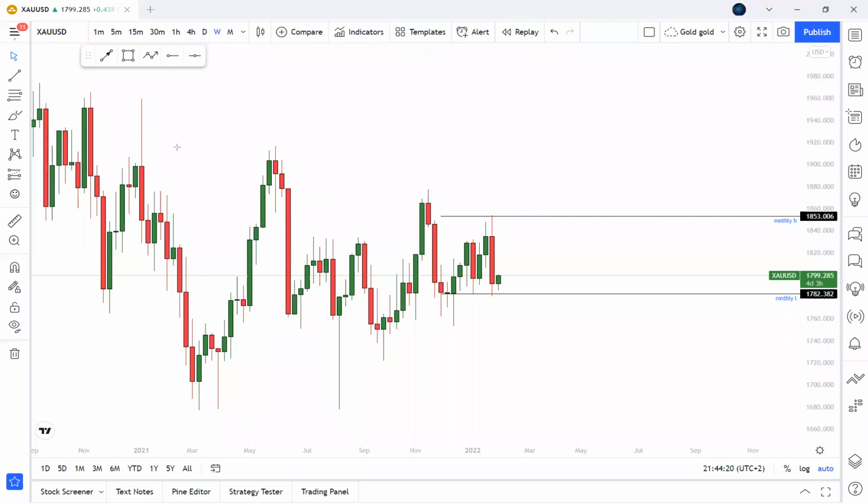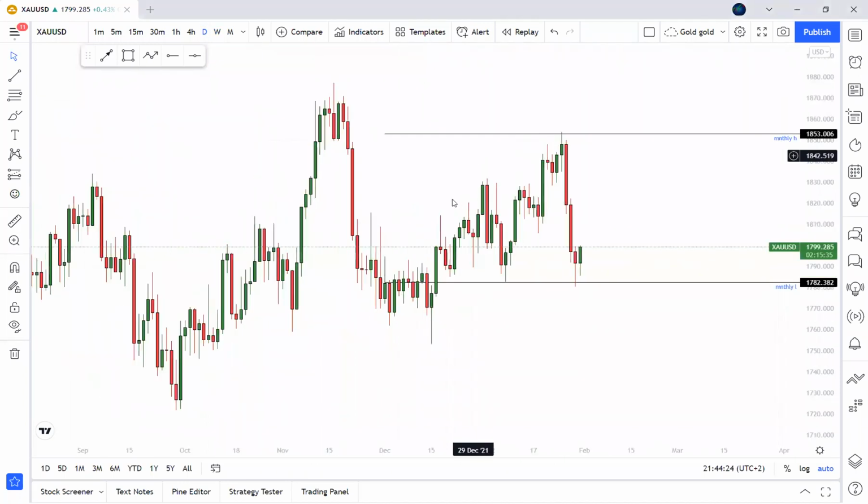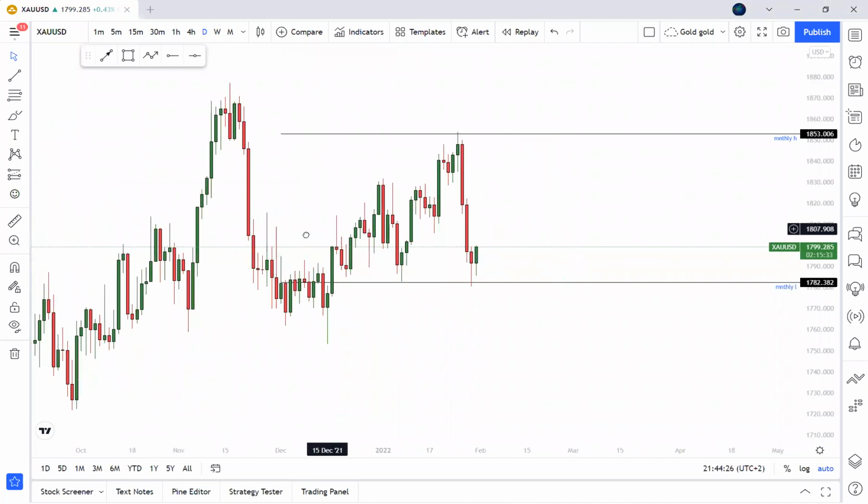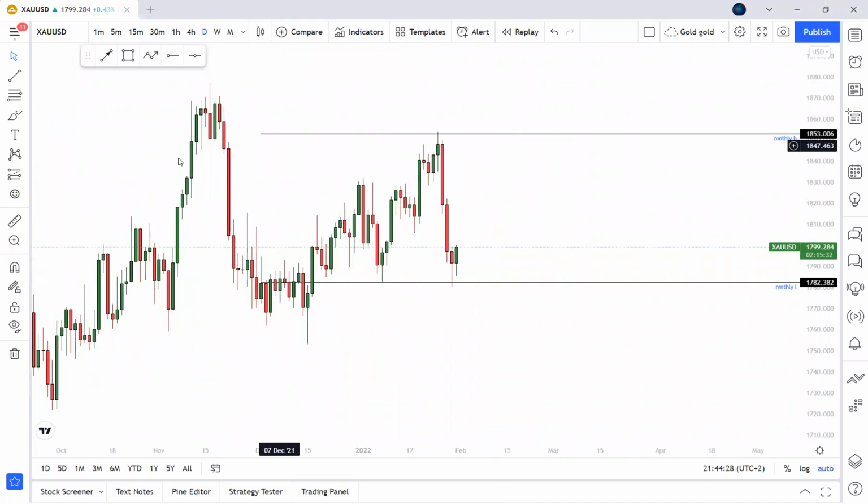if we go on the daily time frame, right? Let's go on the daily time frame. On the daily time frame, we could say we need to see price reach this area, right? This is our order block. This is the last bullish candle before price fell. That's our order block.